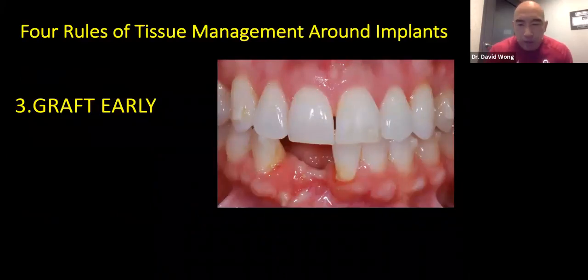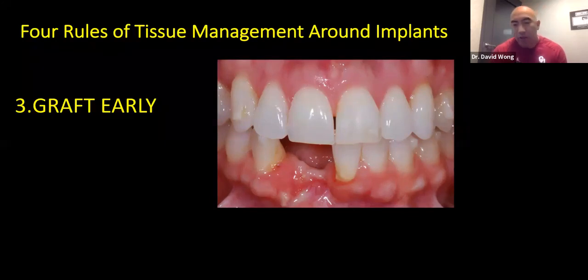My third rule is to graft early. So this is one that we can debate later, but generally speaking, whenever we have cases like this here, where we have a soft tissue defect as well as a hard tissue defect, which do you correct first, the soft tissue or the hard tissue? Generally speaking, I like to do the soft tissue first. That's just me. Okay, and I'll have some documentation to support that here in a second.